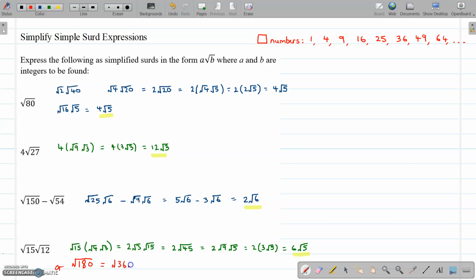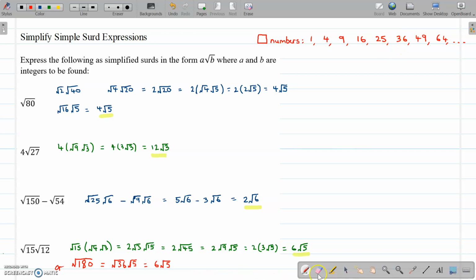Root 36 root 5. And of course root 36 is 6. So in fact you've got the answer quite quickly that way. But it does rely on you knowing your times tables and being able to recognize, in this case, that 36 was a factor of 180. So if you're good at your tables and you're confident with it, something like this could be quite quick. But either way, you've got to keep processing it until you've exhausted all the possibilities and you've looked for the highest factor that's a square number.